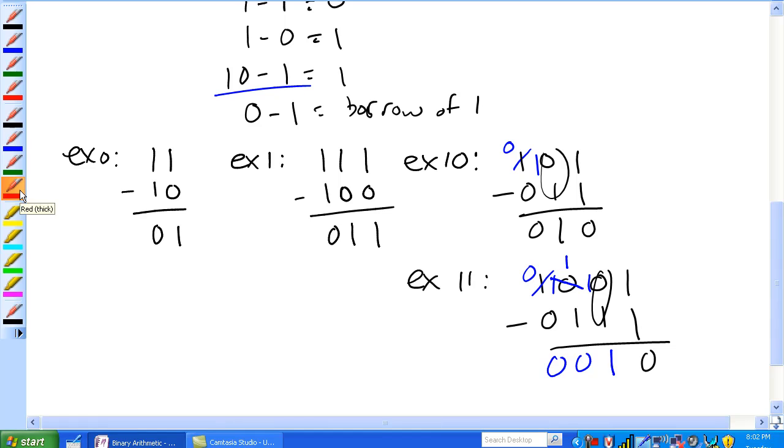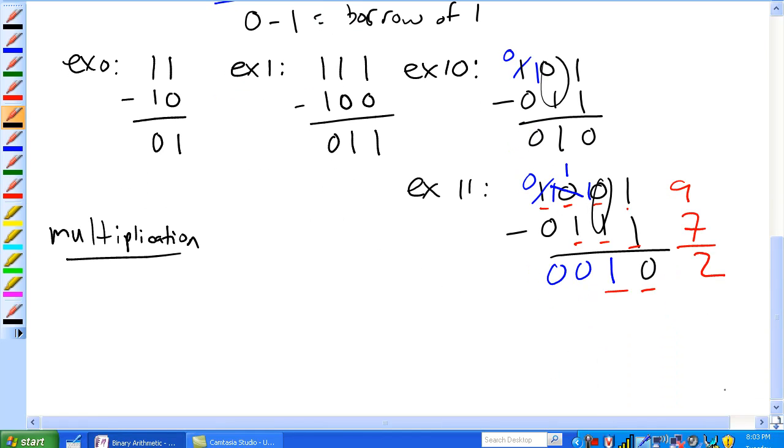Okay? Again, do a sanity check. Let's go to decimal. What was our original number here? It's 1001. That's a 9. And this right here is a 111. What is that? That is a 7. So 9 minus 7 should be equal to 2, and it is 10. Okay?